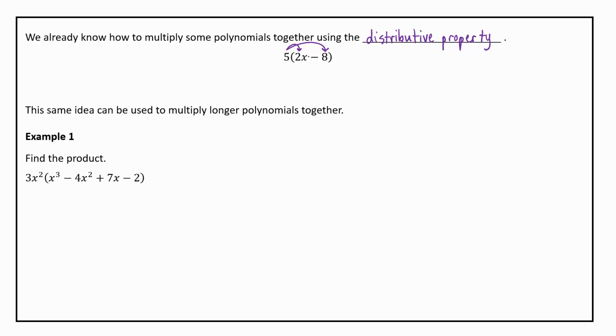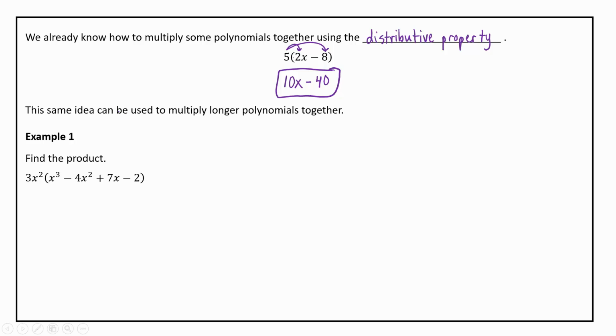So in this particular example, I would do 5 times 2x. The 5 and the 2 multiply together, and the x just comes along for the ride, so that this is 10x. And then 5 times negative 8 is negative 40. And so by distributing that 5, we get 10x minus 40 as our answer. So that's the kind of thing we're going to be doing today.